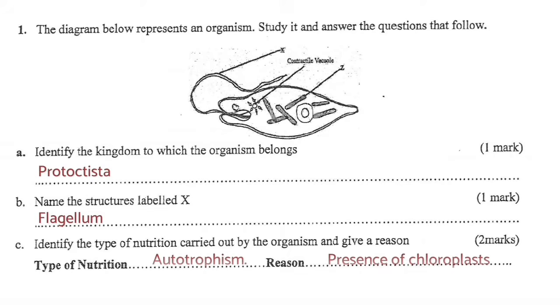Now, on the other hand, we have protozoa. Protozoa include the amoeba, the paramecium, the trypanosome. These are not autotrophic. They cannot manufacture their own food and therefore are heterotrophic. Now, in this case, since this is a Euglena, the type of nutrition will be autotrophism. Reason: presence of chloroplasts.